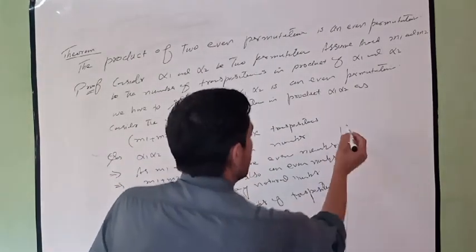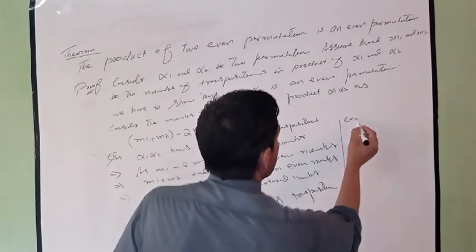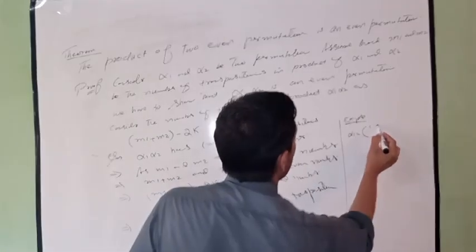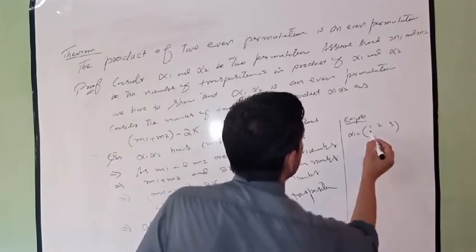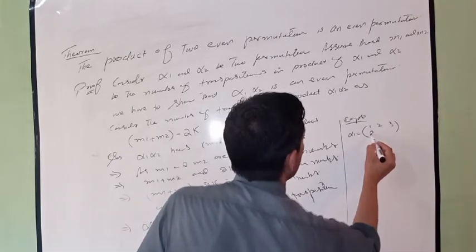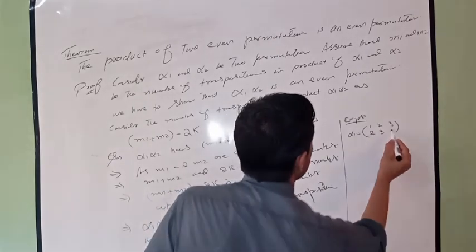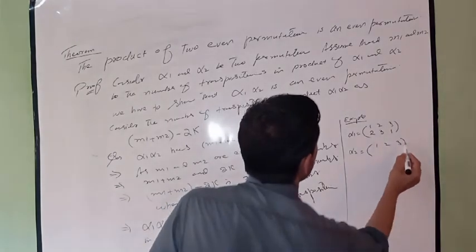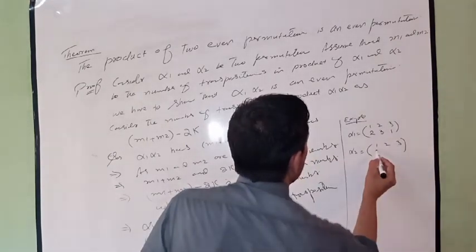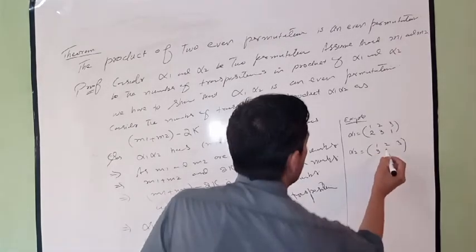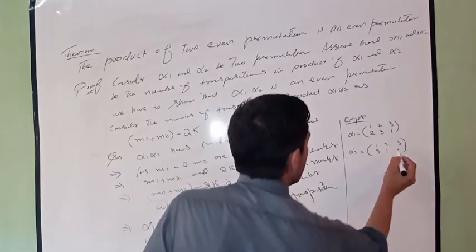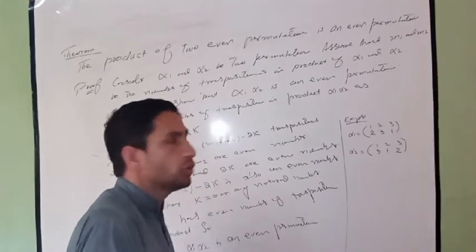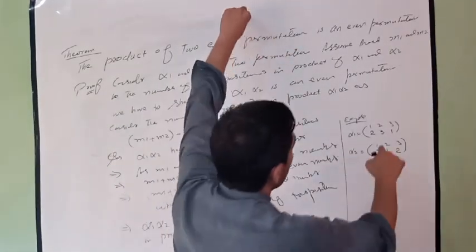I will just give an example for this. Suppose we have two permutations. In alpha 1, on 1, 2, 3, 1 is mapped to 2, 2 is mapped to 3, and 3 is mapped to 1. In alpha 2, on 1, 2, 3, 1 is mapped to 3, 2 is mapped to 1, and 3 is mapped to 2. And now we can see how these two are even permutations.